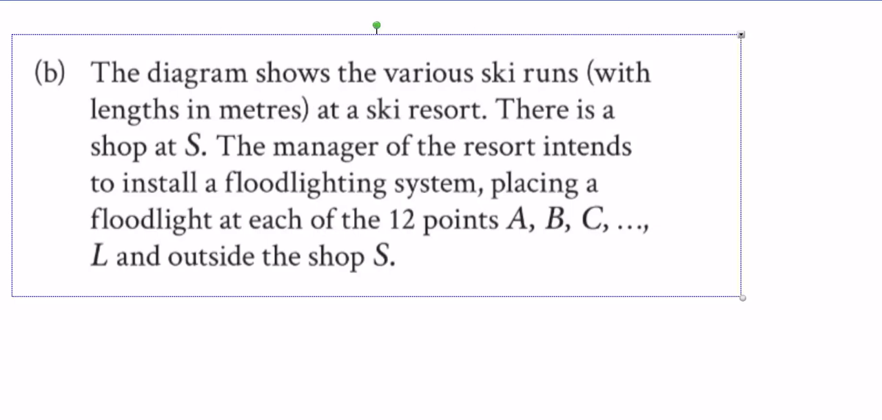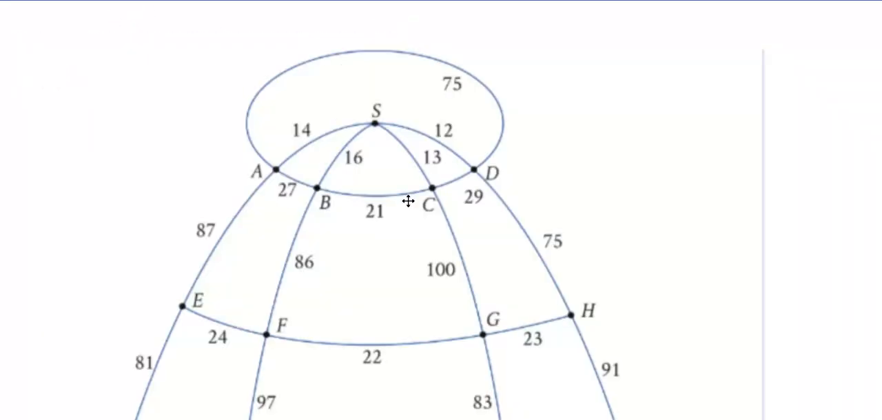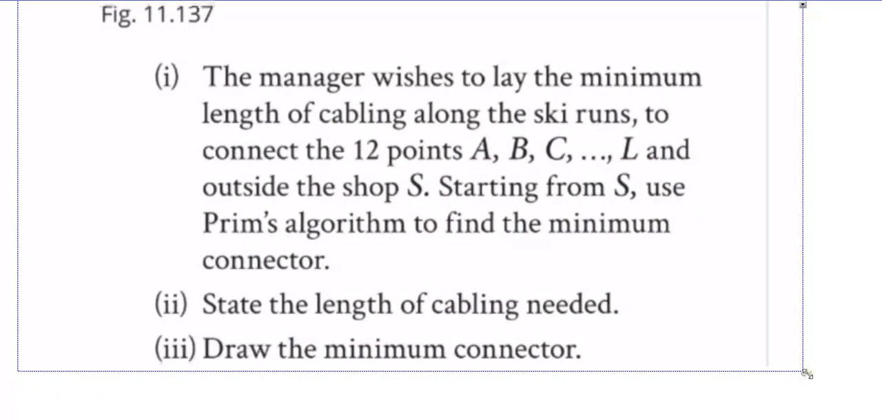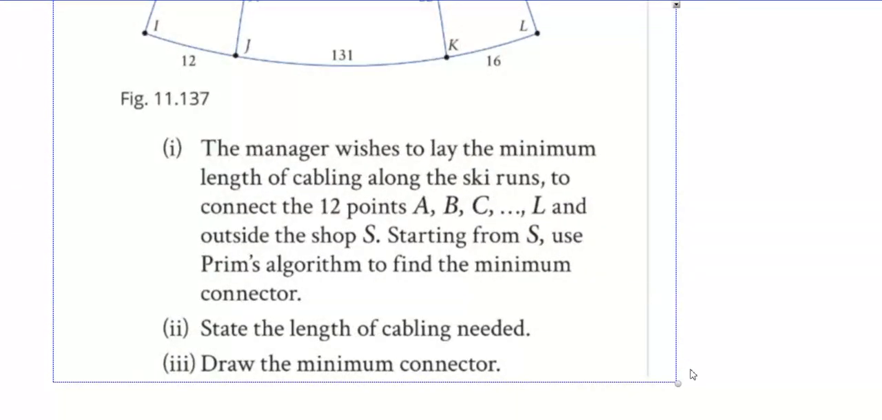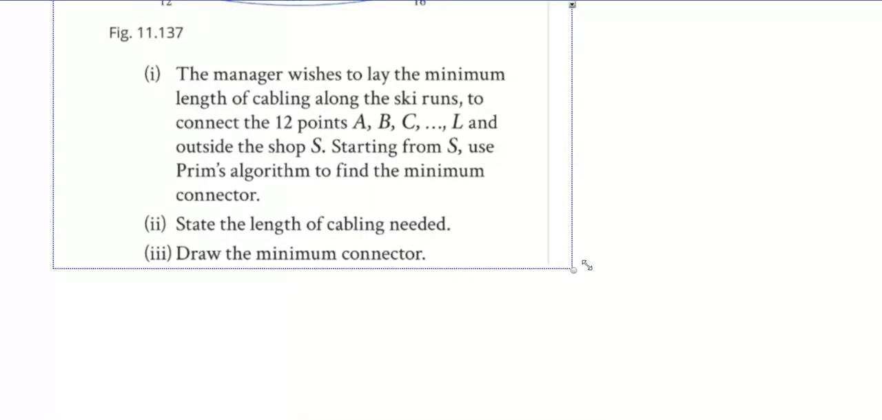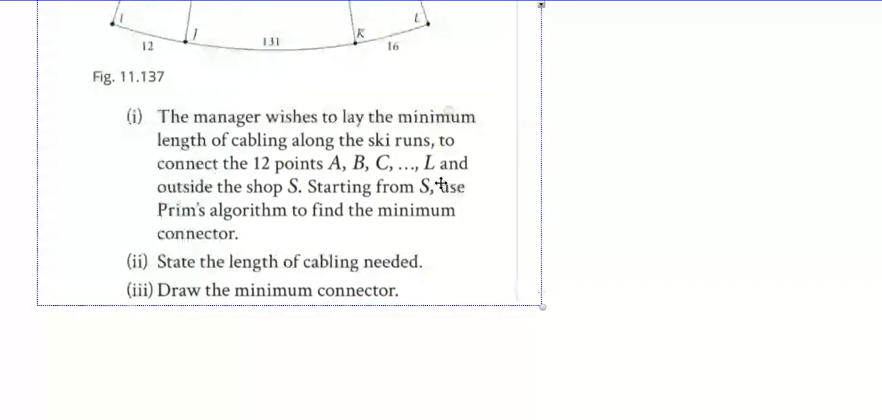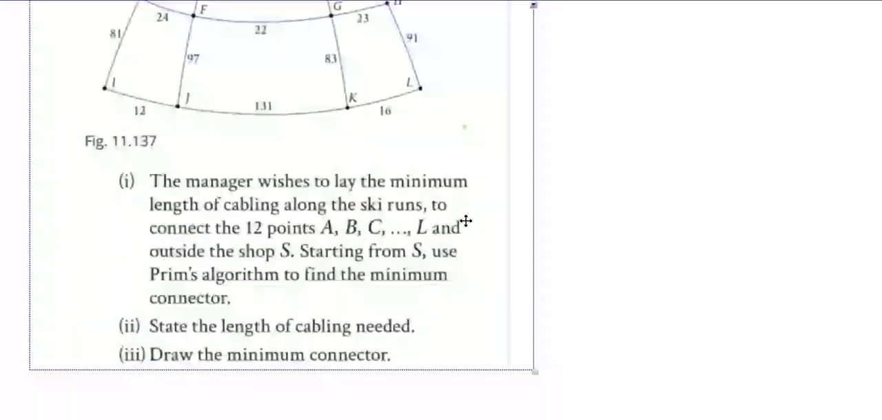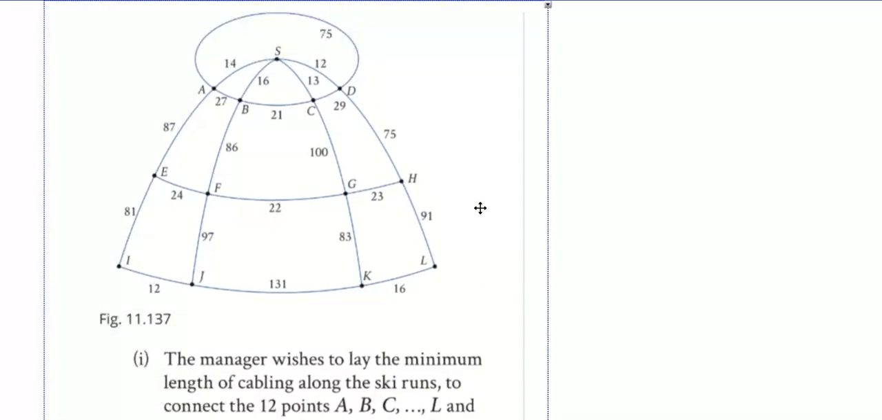So, here it is. It's a very fancy ski resort going on here. Now, the manager wishes to lay the minimum length of cabling along the ski runs to connect points A, B, C, L, and outside shop S. Starting from S, use Prim's algorithm to find the minimum connector. We're in business, it's Prim's.